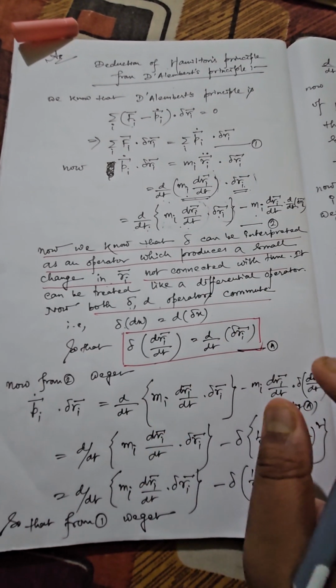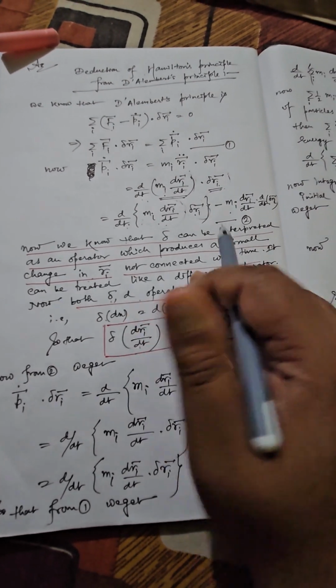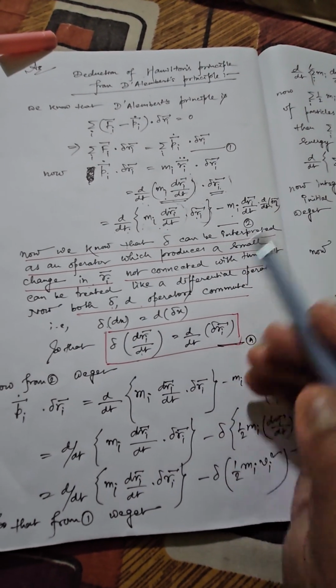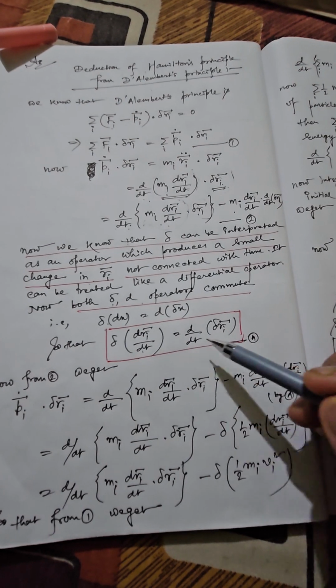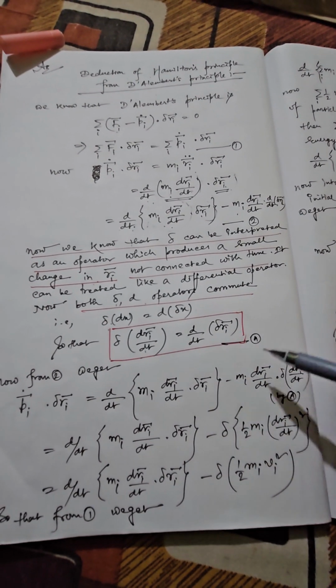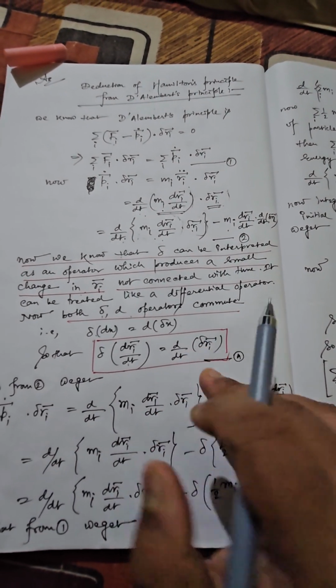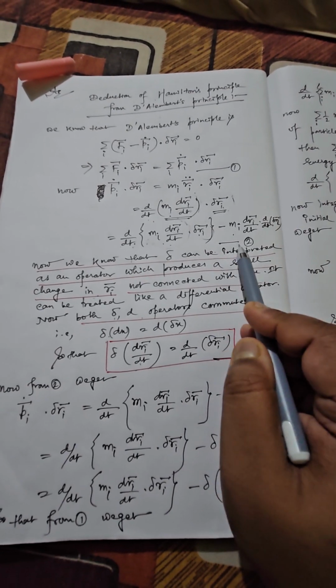So forget about dx and del x. Now simply let us consider dri/dt, because we are focused on this quantity del ri. So del of dri/dt can be made equal to d/dt of del ri. Say this equation is A. Now with the help of this equation number A, again let us try to modify equation number 2.